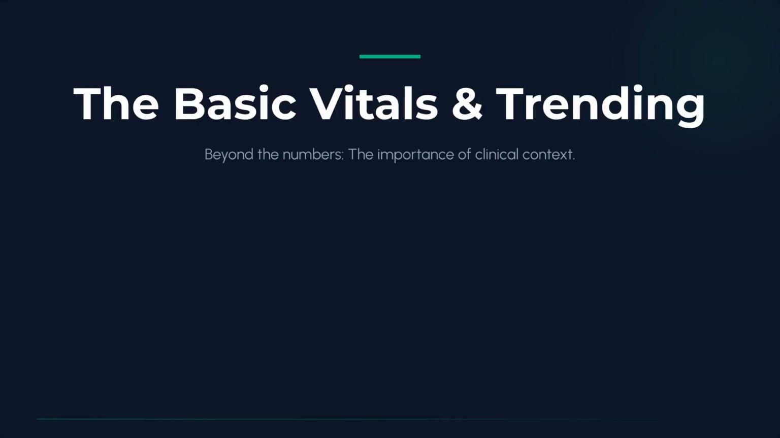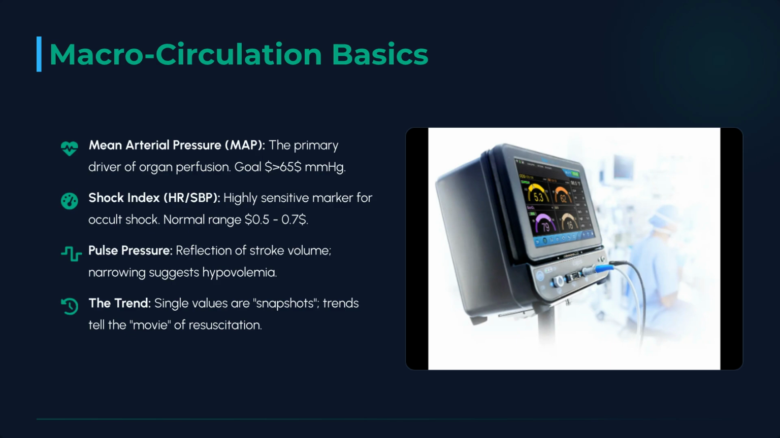We begin with the basic vital signs and the importance of clinical context, emphasizing that interpretation should go beyond just the numbers. Key macrocirculation basics include mean arterial pressure, the primary driver of organ perfusion, with a goal above 65 millimeters of mercury. The shock index is a highly sensitive marker for occult shock. Remember that single values are snapshots, while trends show the movie of resuscitation.